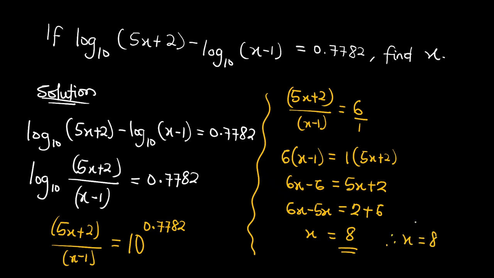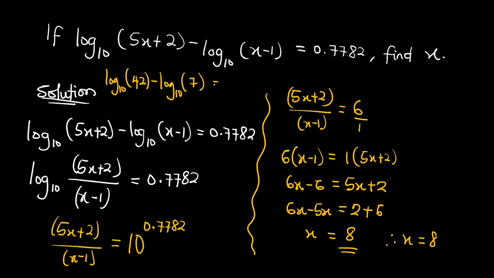is equal to 8. Now, what it means is that we can substitute the value of x back into this expression to see if we'll get this answer over here. So this will become log base 10 of 5 multiplied by 8, that will give us 40, plus 2, that will be 42, then minus log base 10 of 8 minus 1, which will give us 7. Okay, so all we need to do now, to verify this, is to compute log 42 minus log 7 in our calculator to see what we will get.